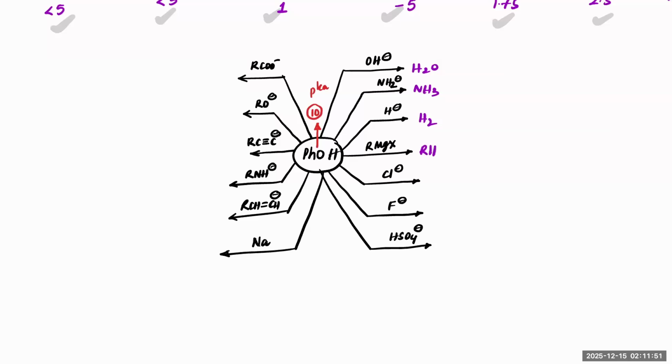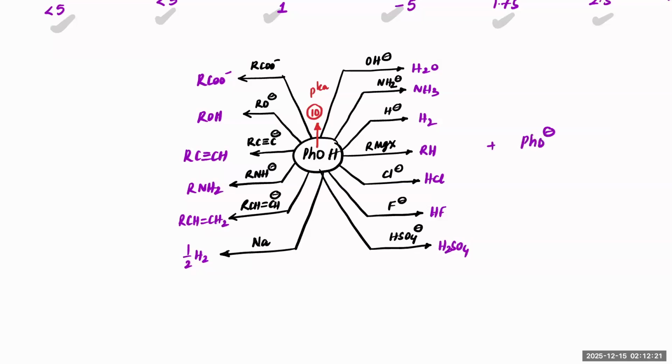Then we have alkane, RH, HCl, HF, H2SO4. Then we have here H2, half of H2. Here we have RCH double bond CH2, RNH2, RC triple bond CH, ROH, and RCOOH. This entire thing plus phenoxide is what you expect. Here also plus PhO minus is what you're expecting.